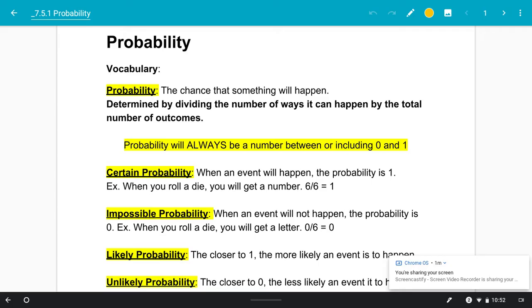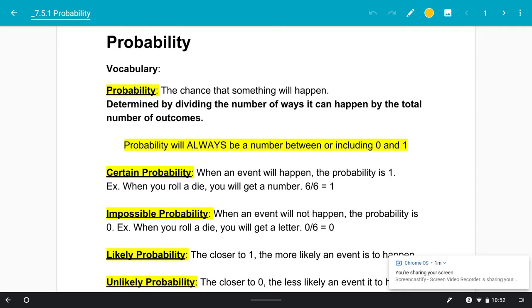So a certain probability is when the event will absolutely happen, and that means our probability is 1. So for example, when you roll a die, the chance that you will get a number, right? Our die will have the numbers 1 through 6 on it. So all 6 sides are numbers out of the 6 total sides. So we get 6 over 6, which is 1. So a certain probability is a probability of 1. It is definitely going to happen.